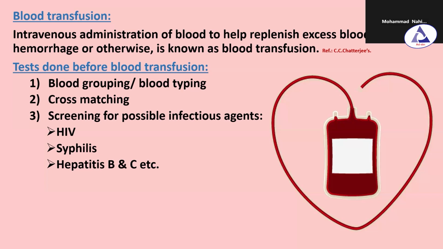So, before doing blood transfusion, what tests should be done? Number one, we have to do blood grouping or blood typing, whatever you want to call it. Number two is cross-matching. And number three, screening for possible infectious agents like HIV, syphilis, hepatitis B and C.